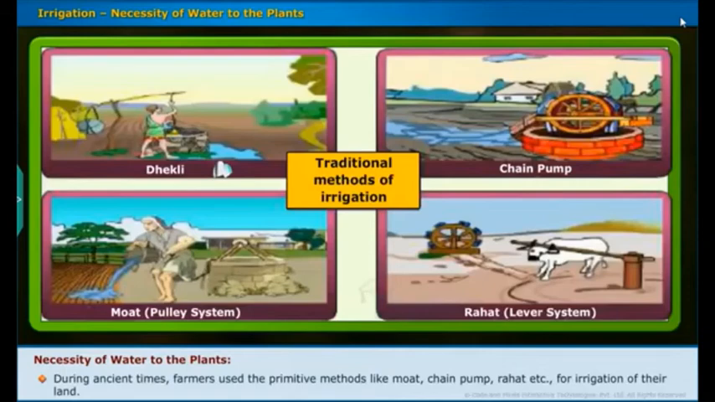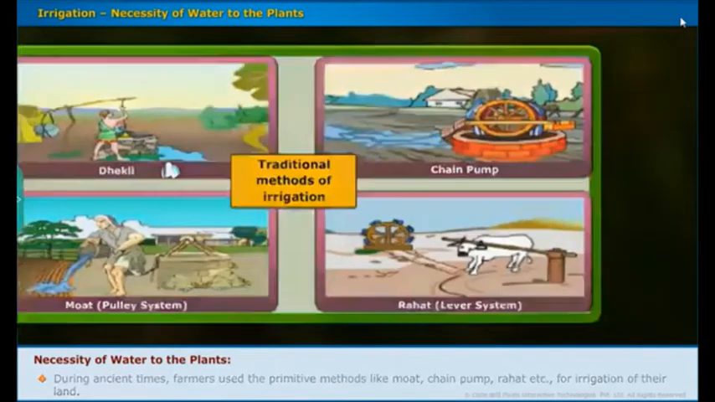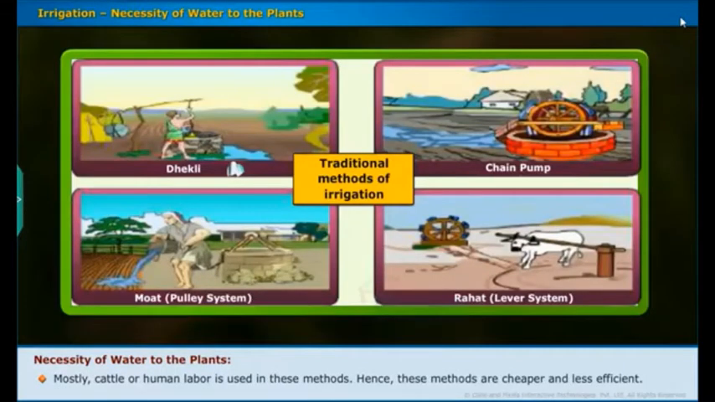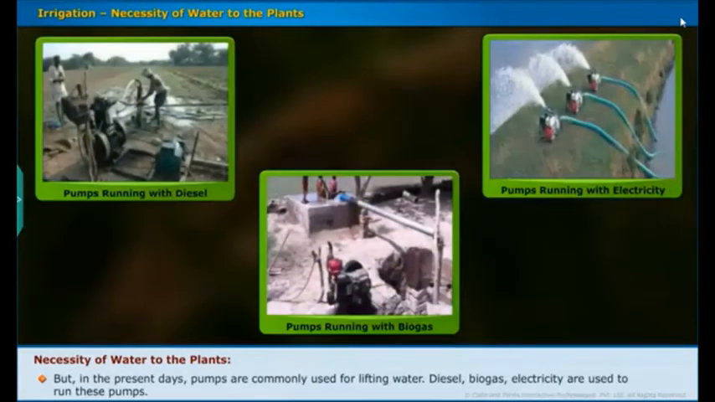During ancient times, farmers used the primitive methods like moat, chain pump, rahat, etc. for irrigation of their land. The water which is available in lakes, wells and canals is carried out to their agriculture by lifting it up by using different methods in different regions. Mostly, cattle or human labor is used in these methods. Hence, these methods are cheaper and less efficient. But in the present days, pumps are commonly used for lifting water. Diesel, biogas, electricity are used to run these pumps.